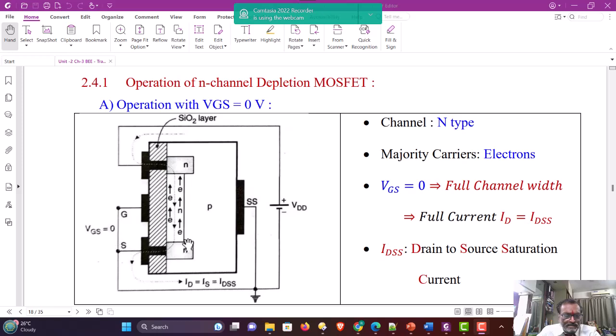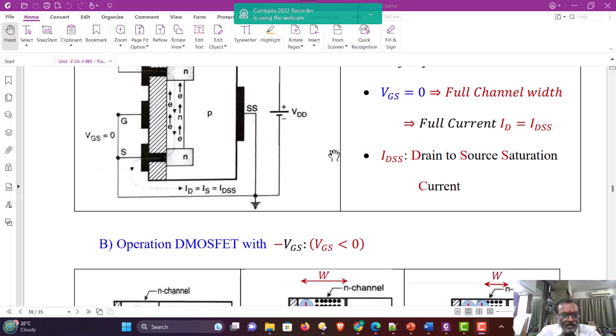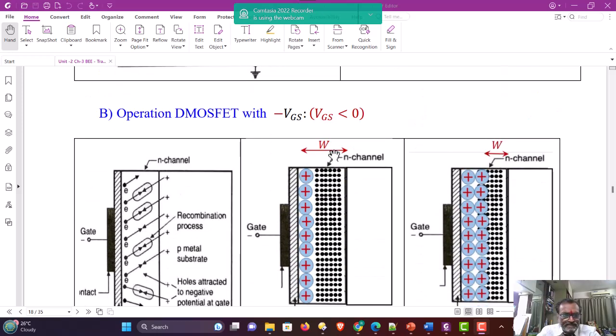Since the channel is fully open, the current flowing through the channel is maximum and it is denoted as ID equal to IDSS. IDSS stands for drain saturation current when VGS is equal to 0. When VGS is 0, the channel is fully available. So channel width is maximum and therefore current is maximum. Now let us see how the depletion operation takes place.